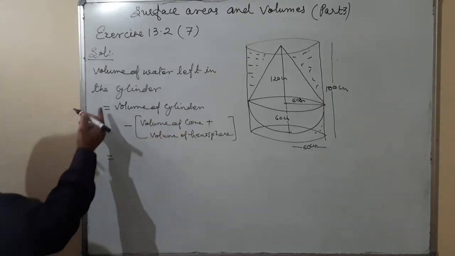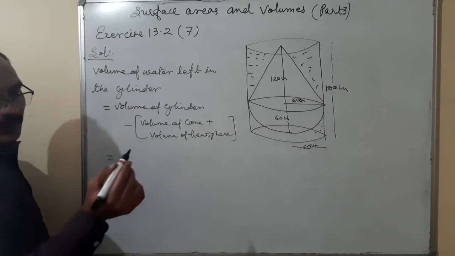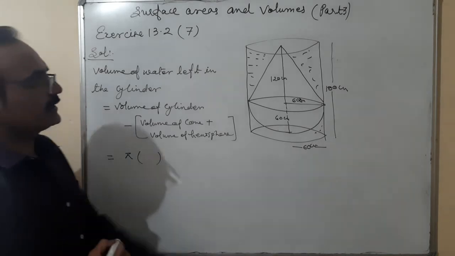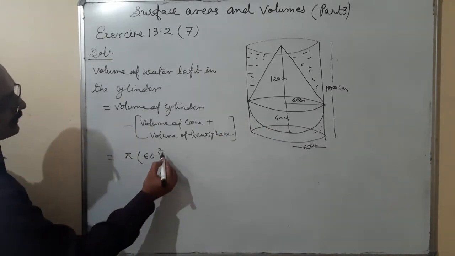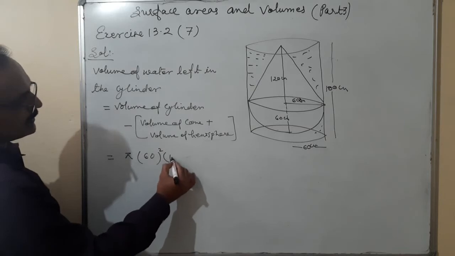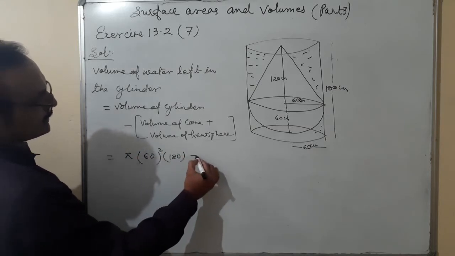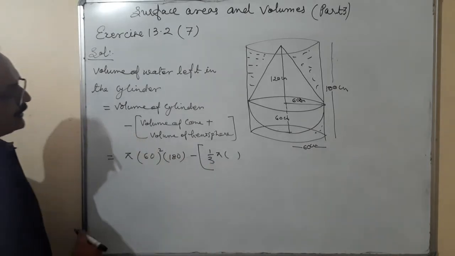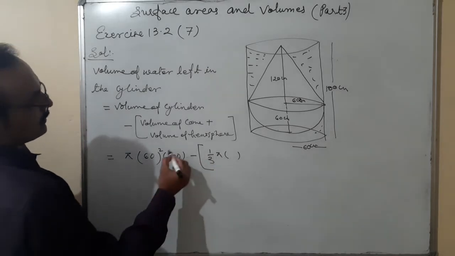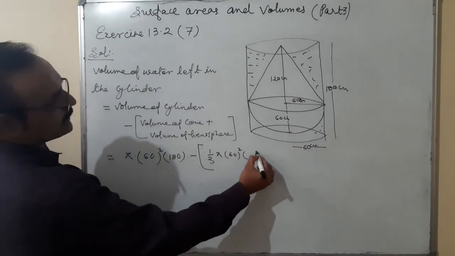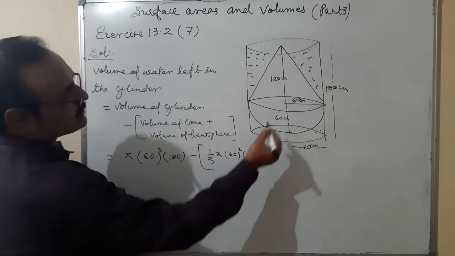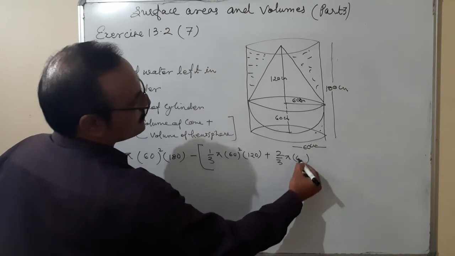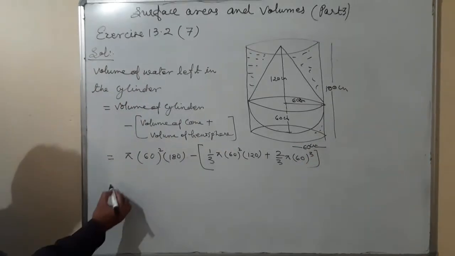Volume of cylinder, I'll put the direct formula, pi r square h. Radius of cylinder 60, into h, height of cylinder, that is 180. Minus volume of cone, 1 upon 3 pi r square. Here the radius of cone is 60 and height is 120. Plus volume of hemisphere, 2 upon 3 pi r cube, 60 cube. Is it okay?